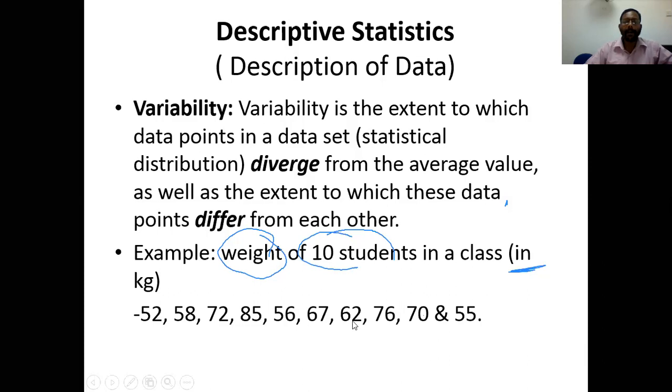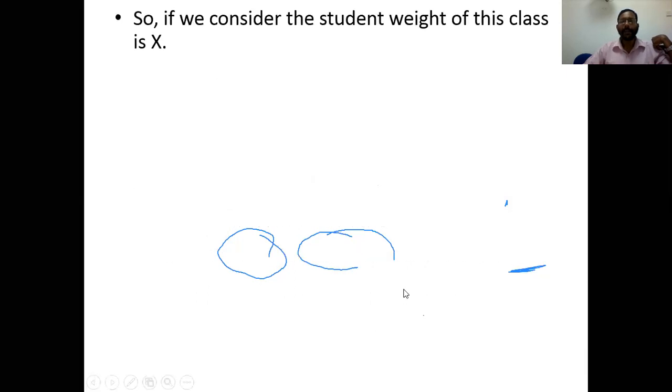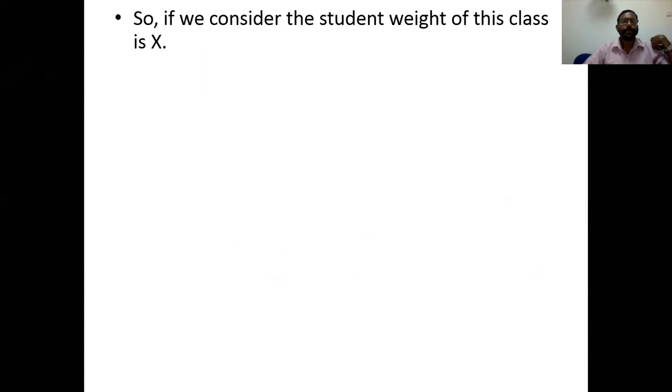So we have 10 data. If you take the average, actually 65.3 kilogram. If you take the average, right? So this average.